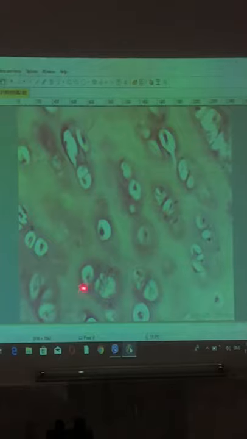Got it? This is the nucleus of the chondrocyte, or you can say just the chondrocyte. This space is a lacuna. This dark staining is a capsule or territorial matrix. This is a group, and we have an individual chondrocyte. But these two groups are an isogenous group, and here we have an interterritorial matrix.